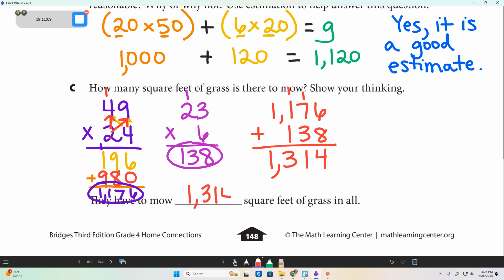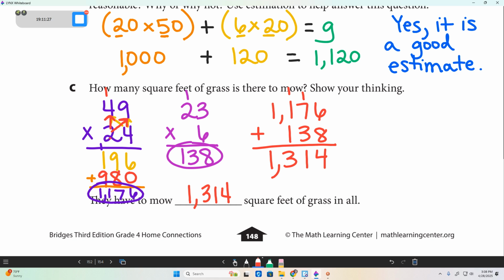1,314. When I say area, you say squarea. Area, squarea, area, squarea. To remind ourselves that when you are finding area, it needs to be square feet, like in this case, or square inches, or square yards, or square miles, right? All right. I think that takes us to the end.